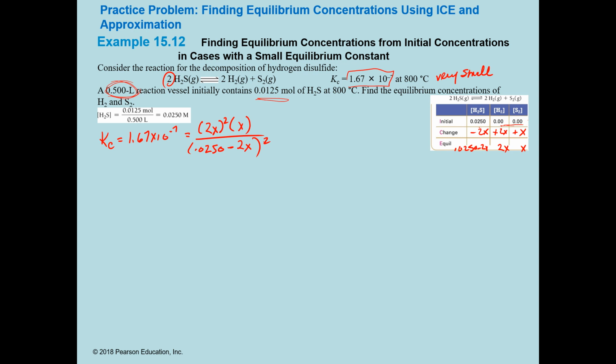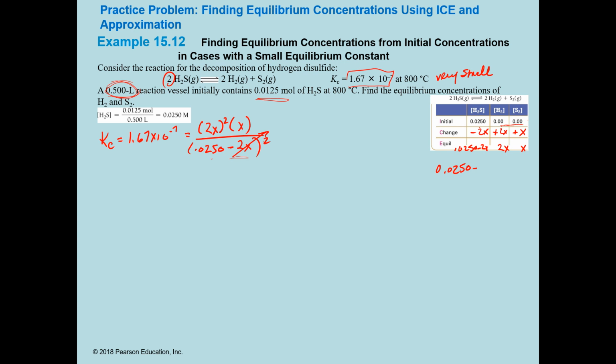And so what that allows me to do is when I am calculating this, if I have something that's subtracting the x, I can approximate that that is basically 0 because it's not really going to change that number. Because 2 times 1.67 times 10 to the minus 7 is 3 times 10 to the minus 7. So 0.0250, let me show you.